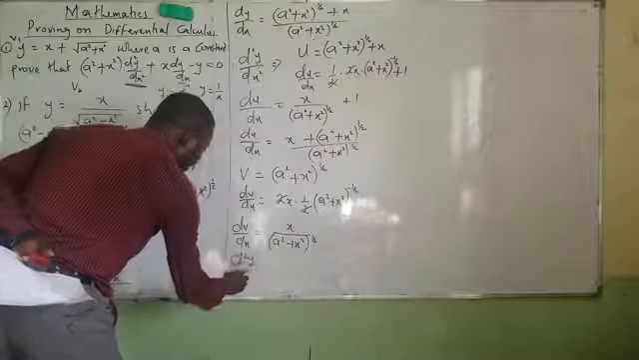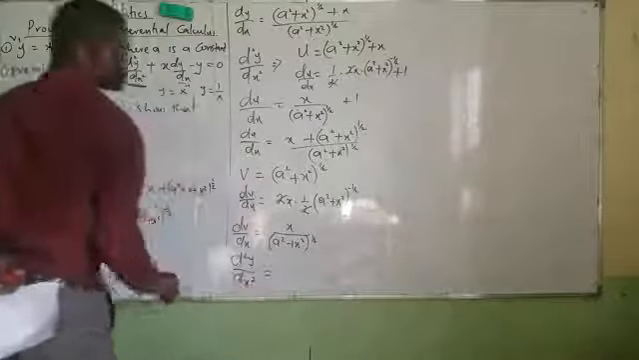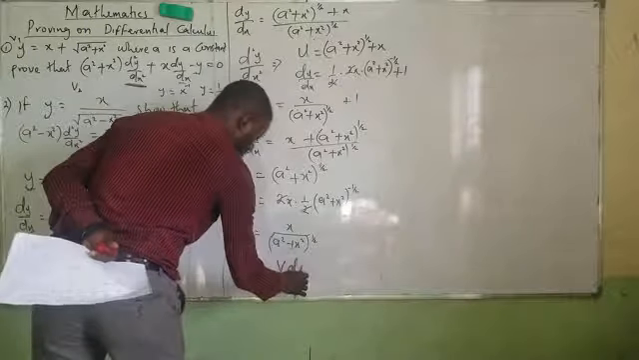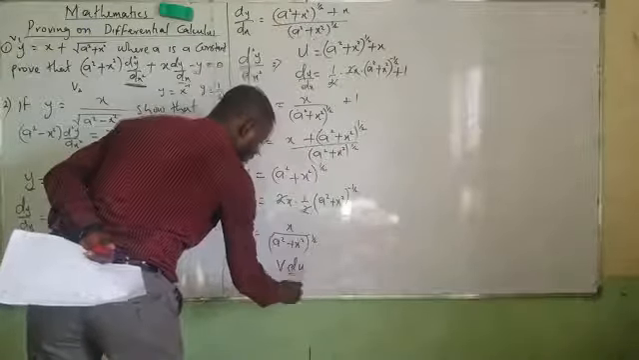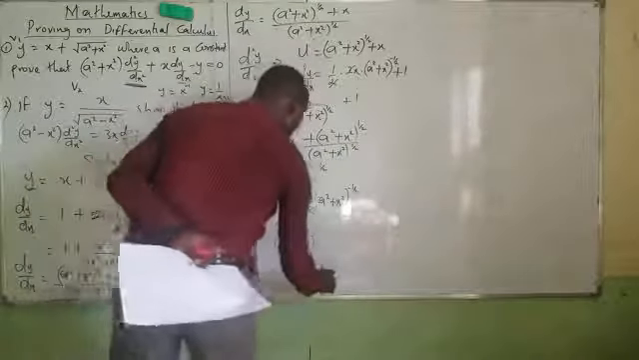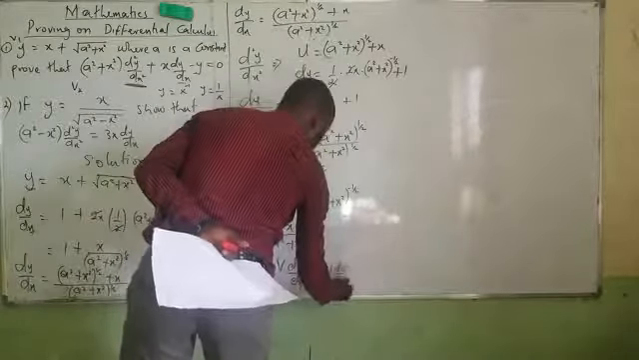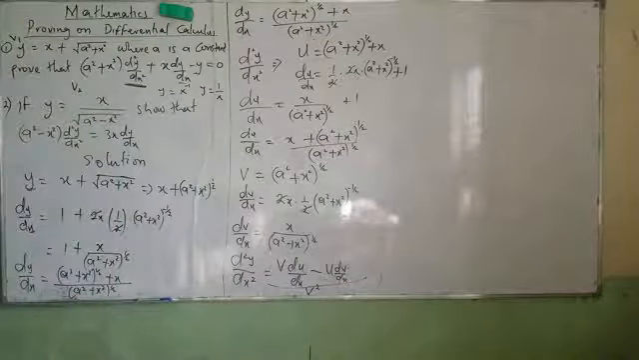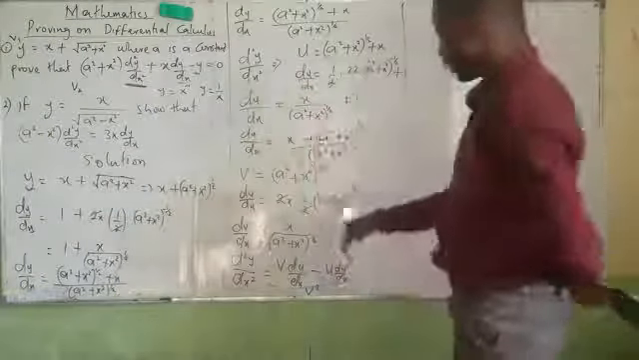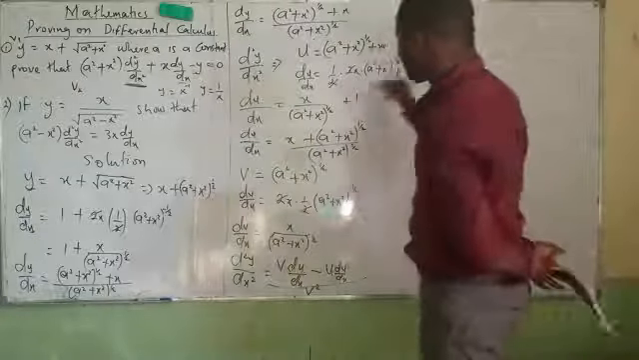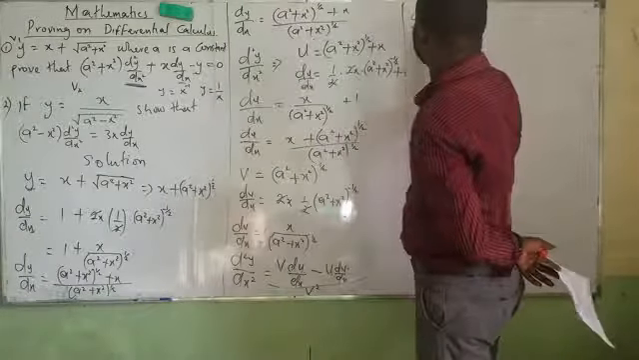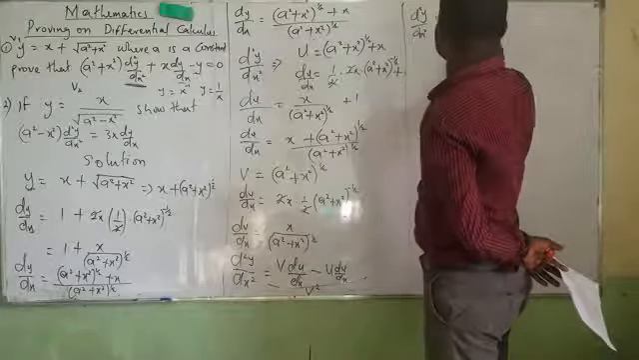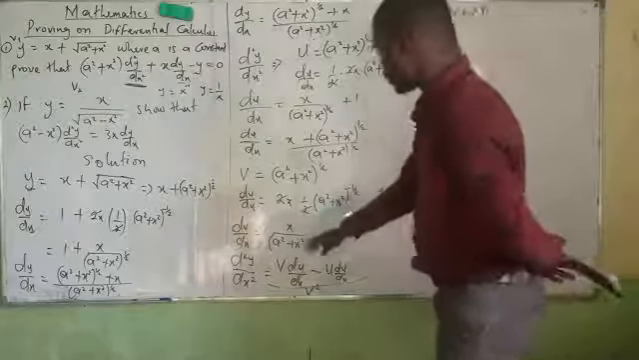Now since I have that, I can also say that my d squared y over dx squared, which is the second derivative, will now be equal to v du/dx minus u dv/dx, everything divided by v squared. Now I can continue by identifying my u and my v. My v is given as a squared plus x squared, to the power of 1 over 2. That is my v.